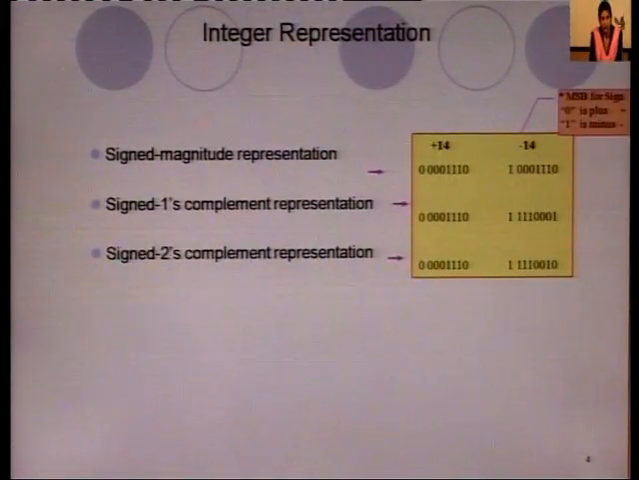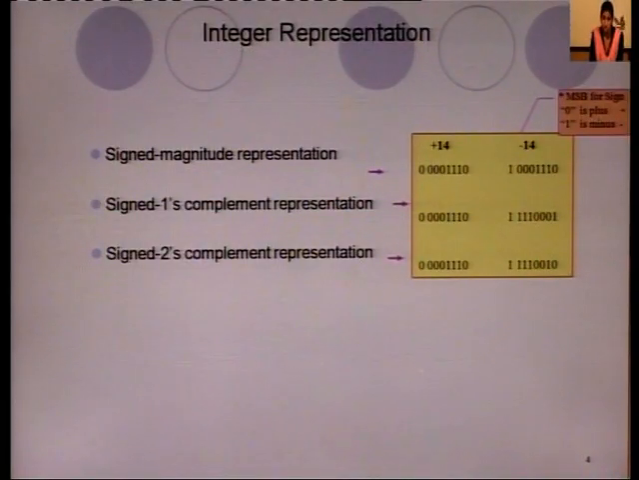Now we will study integer representation. There are three types of integer representations: signed magnitude representation, signed ones complement representation, and signed twos complement representation. As we have seen in the example, plus 14 and minus 14 are represented as 0 0 0 0 1 1 1 0 and 1 0 0 0 1 1 1 0. That is, 0 represents a positive value and 1 represents a negative value. So 0 represents the plus sign and 1 represents the minus sign.